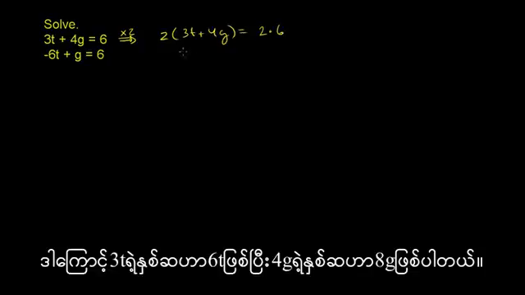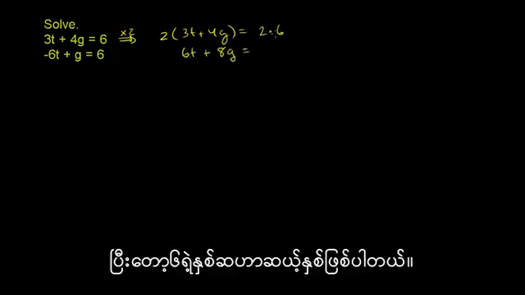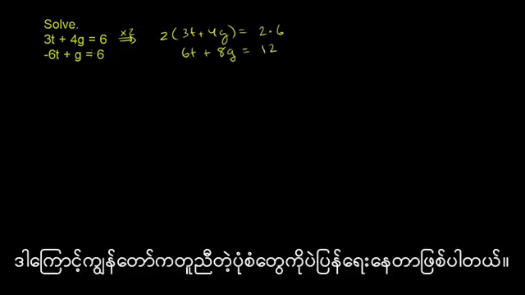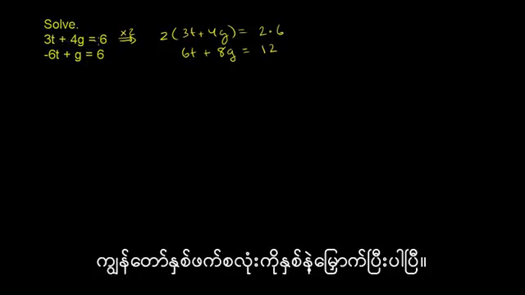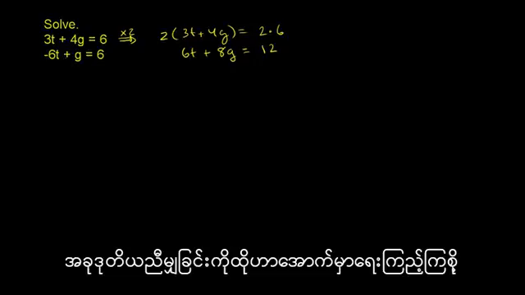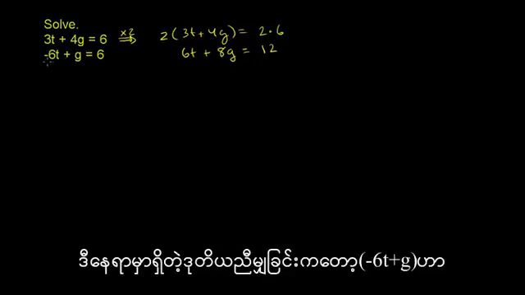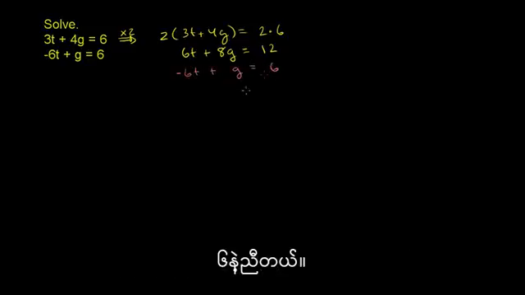So 2 times 3t is 6t, plus 2 times 4g is 8g, is equal to 2 times 6, which is 12. So I really just rewrote the same information, the same constraint in this first equation. I just multiplied both sides by 2. Now, let me write the second equation right below it. And I'll write it in orange. So the second equation right here is negative 6t plus g is equal to 6.